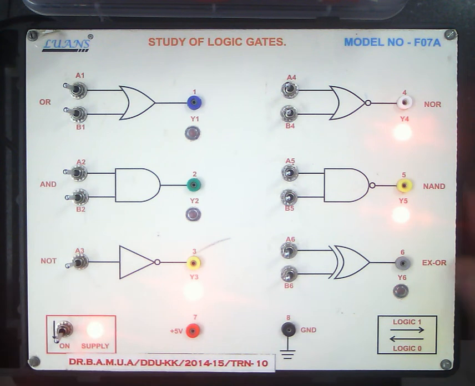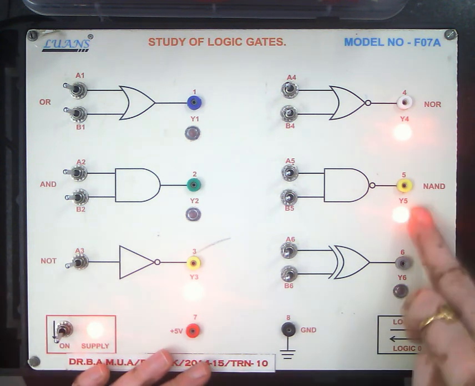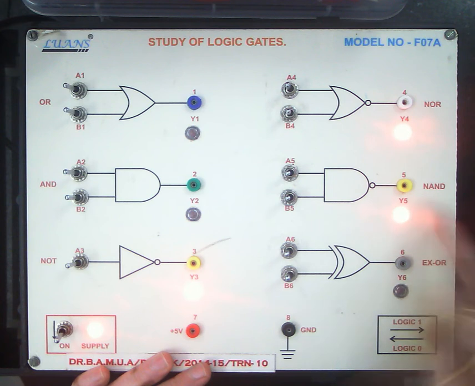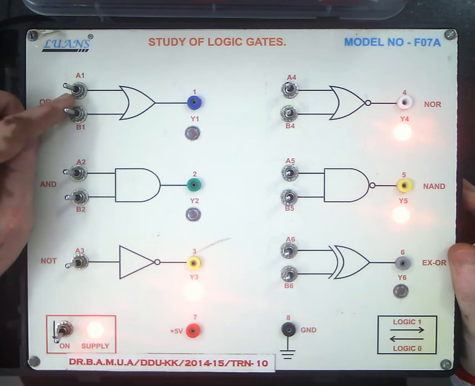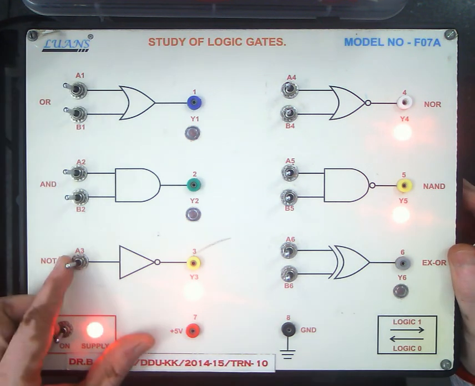You can see that some of the LEDs are glowing and some are not glowing. These are the output indicators you can find. So let us now start with the operation of a NOT gate.